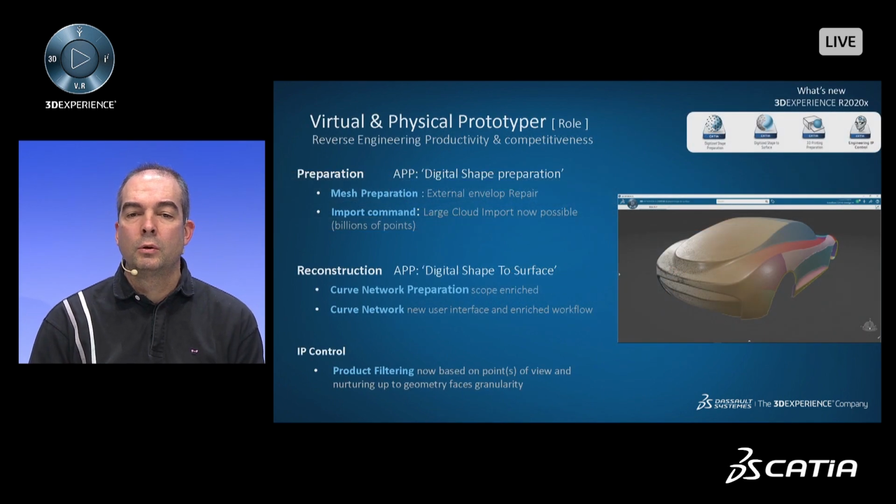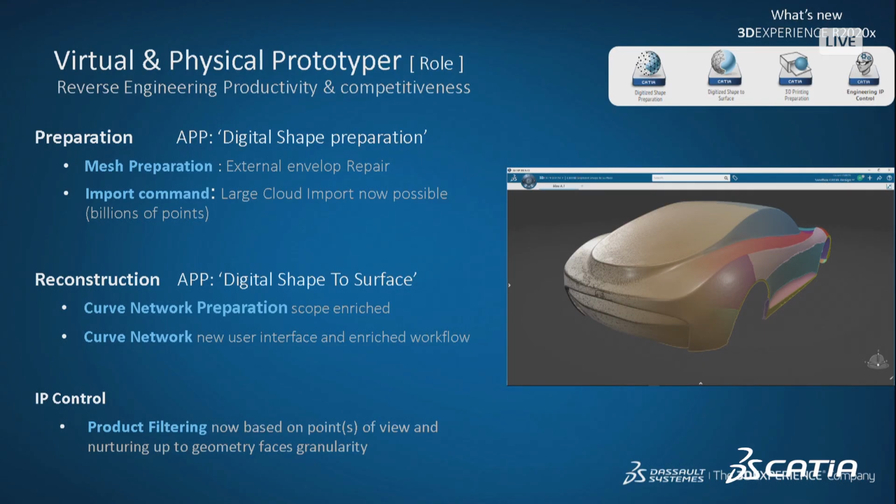If we go on 20x release, at a glance, we've also been improving again the mesh preparation. We have been providing a better import capability to allow large clouds to be imported. And we've been improving the workflow for reconstruction, again, to save productivity. Last but not least, it is to be noticed that the engineering IP control app has also been greatly improved on this release, and I will demonstrate that at the very end.